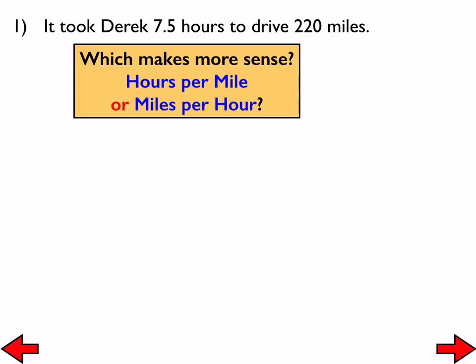And a lot of times, it's what you've heard before in life. So in this problem, which makes more sense? Hours per mile or miles per hour? Yeah, you've heard miles per hour a lot. You've probably never heard hours per mile, though. So it is miles per hour that we're going to use to find the unit rate and to set up our ratio and our rate.